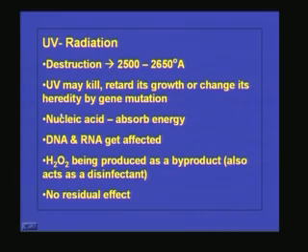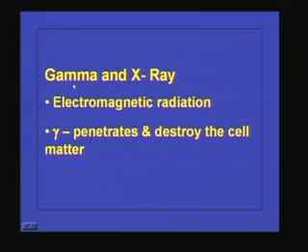And when UV radiation acts on water, it can produce H2O2. H2O2 is a strong oxidizing agent, so the oxidizing property of H2O2 is also one of the reasons for the destruction. The major disadvantage of UV radiation is that there is no residual effect, and it is costly compared to chlorination. Another is gamma and X-ray radiation. Any electromagnetic radiation can kill the cells, and it can penetrate and destroy them, but again it is very costly, so it is not usually practiced in water treatment plants.